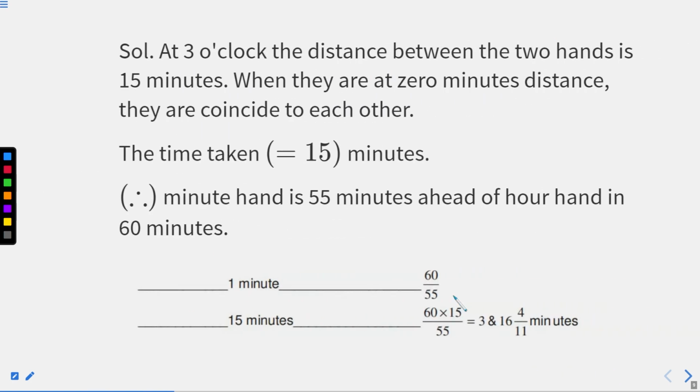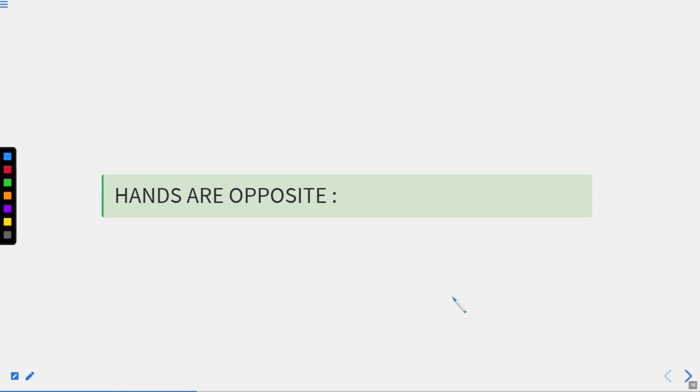Now we are moving to the next question, in which we are going to discuss the concept of hands being opposite to each other. It means making an angle of 180 degrees. If we consider this is the center, this is the hour hand, this is the minute hand, so they are making an angle of 180 degrees. So now we are going to discuss a case in which the situation is like this, right?